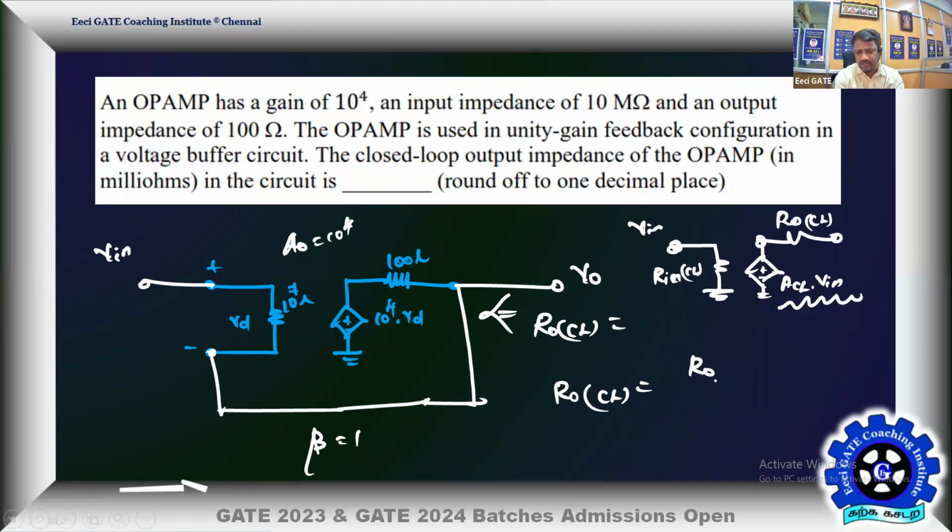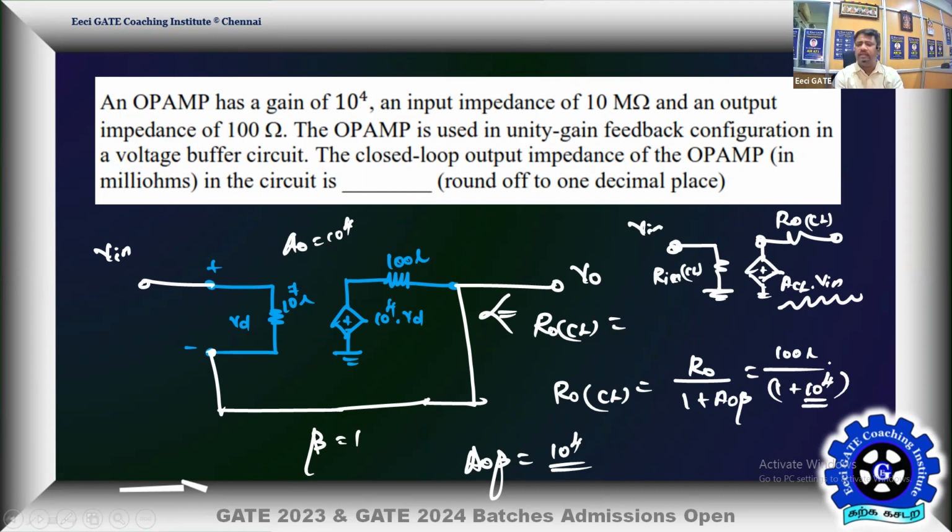So R0 CL is going to become R0 by 1 plus A0 beta. You know your A0 beta: A0 is 10 power 4, beta is 1, so A0 beta is 10 power 4. The numerator is 100 ohm divided by 1 plus 10 power 4. Don't commit the mistake of discarding the 1. You would commit only a small mistake, so it is not going to result in a huge error. Simply 100 by 10 power 4 is 10 power minus 2. So you're expecting the answer to be approximately 10 milliohms, but go for the accurate solution.